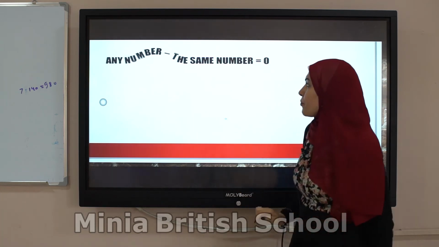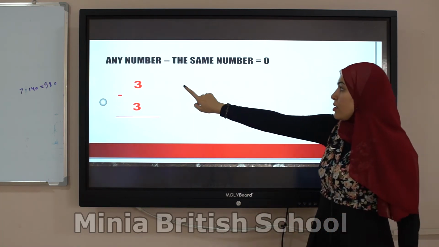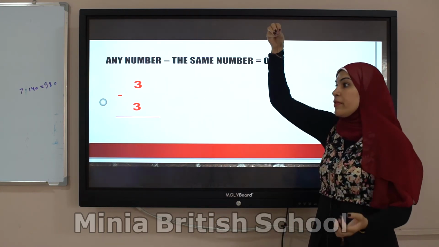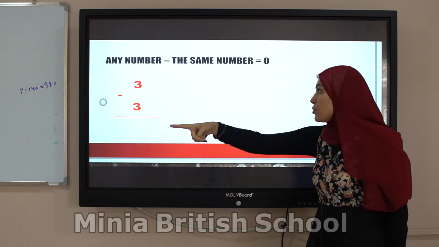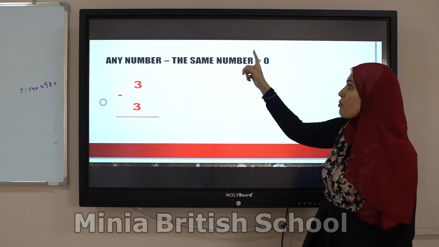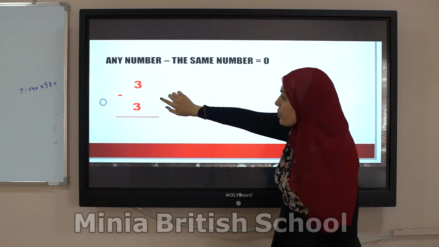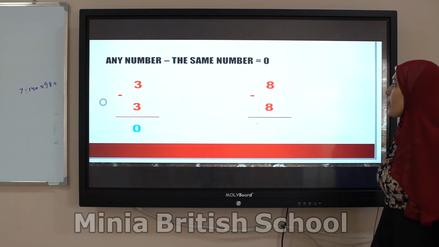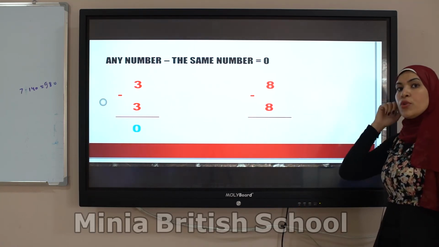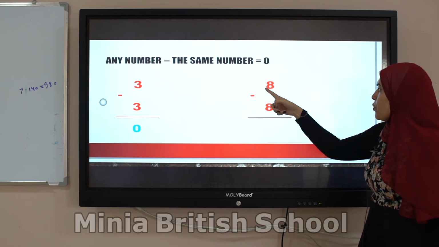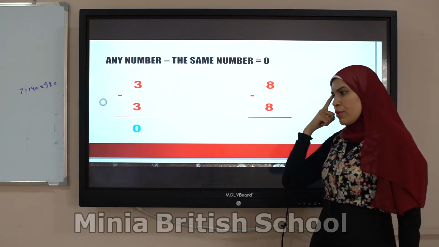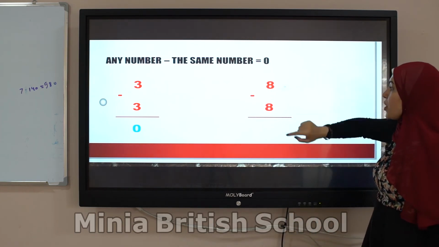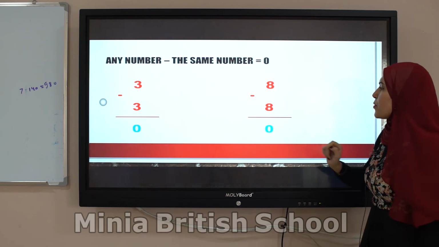Okay, let's see. 3 minus 3. I have 3 and I take away 3. So I remember the second rule. Any number minus the same number equals 0. So 3 minus 3 equals 0. Okay, another question. 8 minus 8. It's the same number minus the same number. So I remember the rule. Any number minus the same number equals 0. So 8 minus 8 equals 0.